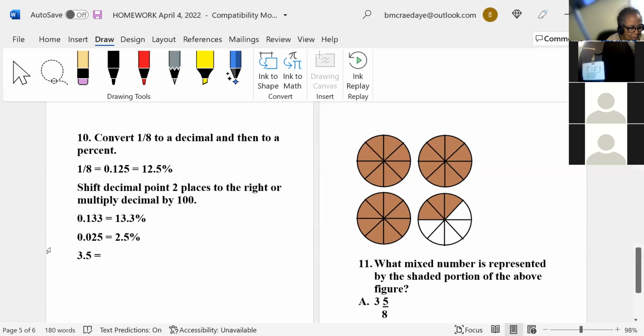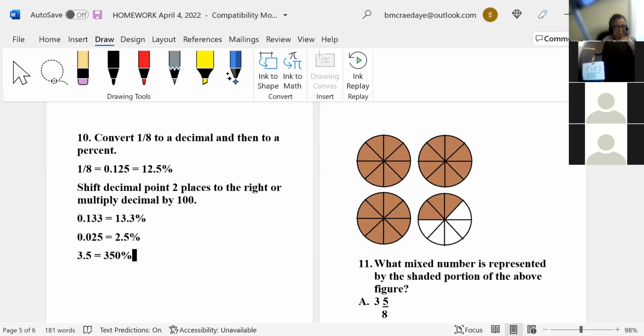3.5. You move it one place, and then another place. No, 350%. Remember, 1 is 100%. Remember, I told you percents can be greater than 100. So the number 1 is 100%. The number 3.5 is 350%.